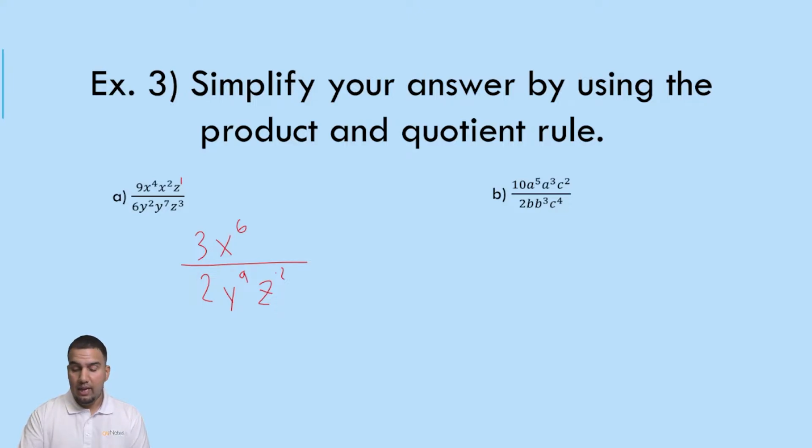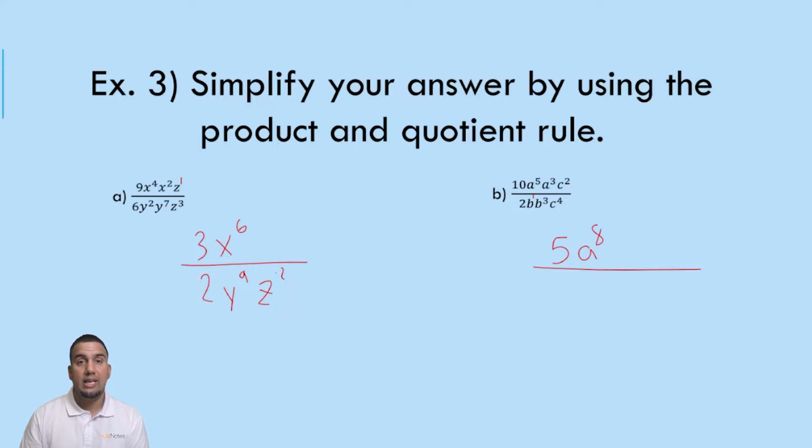So for B, I notice that I have a lot of bases with exponents as well as numbers. So what I'm going to do is first clean it up by putting b to the first power. And then I'm going to create a fraction. And I'm going to simplify 10 and 2, which gives me 5. 10 is bigger, so I'm going to put it on top. I'm going to work with the a's. There's 2 a's on top, so there's a to the 5th, a to the 3rd. I'm going to add the exponents, so it's going to be a to the 8th in the numerator.